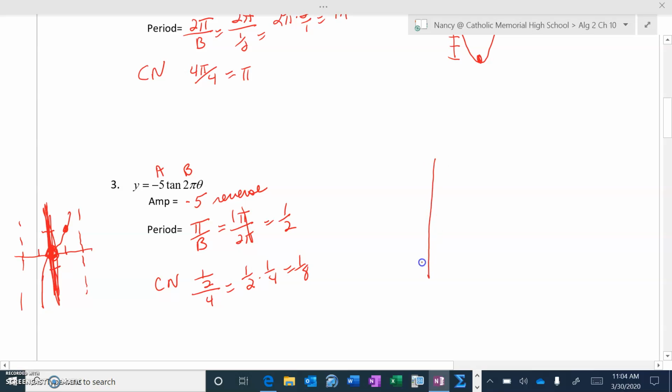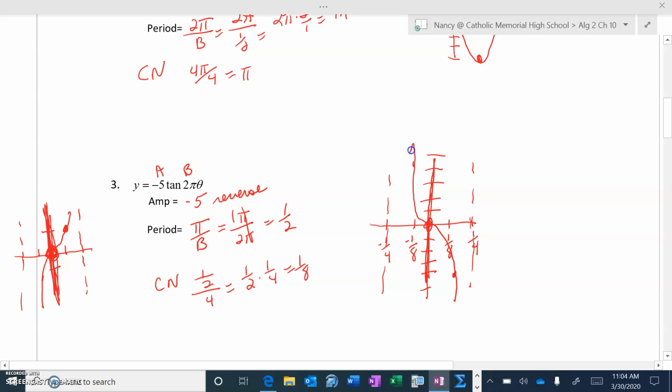So this time then, my center line is the y-axis, x equals 0. My critical numbers are 1/8. So I'd go 1/8 this way, and then 1/8 plus 1/8 is 2/8, which is a 1/4. And then I'd go 1/8 this way, and another 1/8 is -1/4. Those are your asymptotes, which are part of the graph. You have to put those in there. Your 0 in the middle, amp is 5. So it's a reverse graph, so it's going to go down here. And remember, it's a curve. It's not a line. It goes like that. And that would be your tan graph.